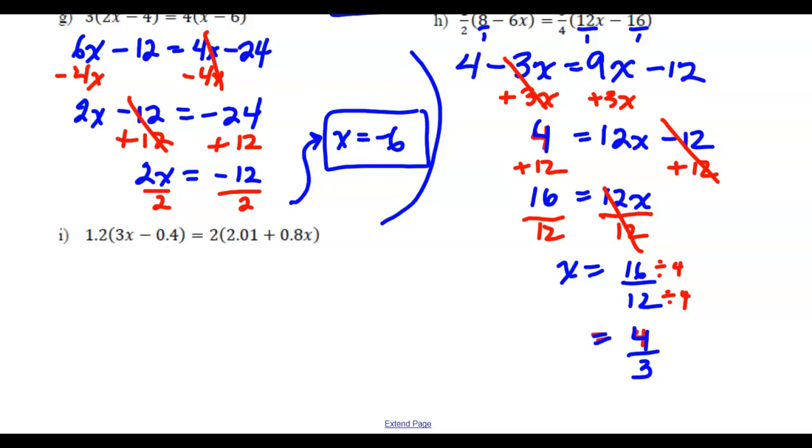And last one, it's got decimals. So again, if you want to use your calculator, you can. And you can give the final answer as a decimal if it ends up being a decimal. Could be a whole number, you never know. So expanding out, 1.2 times 3. If you don't have a calculator, you don't have to have one in this case. So think of 1 times 3 is 3. 0.2 times 3 is 0.6. So that's going to be 3.6x.